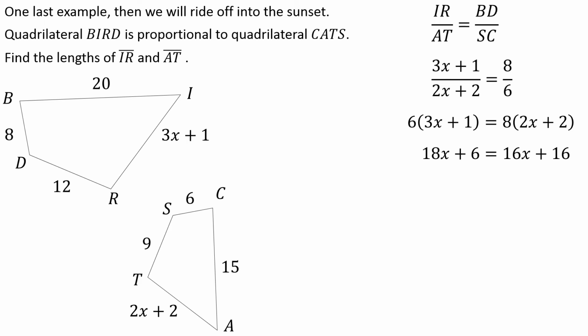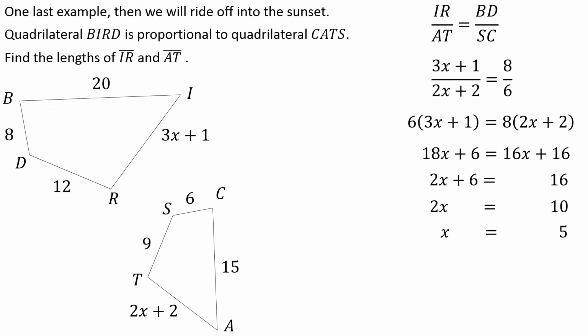Use the distributive property. Isolate the variable, so I'm going to subtract 16x from each side. 18x subtract 16x is where that 2x came from. Now I'll subtract 6 from each side. 16 subtract 6 is 10. Now I'll divide by 2. 10 divided by 2 is where the 5 came from. So x is equal to 5.